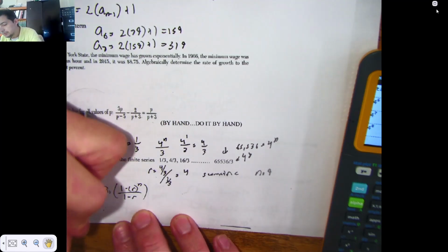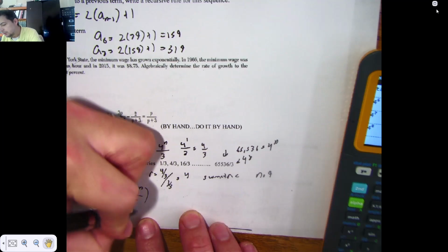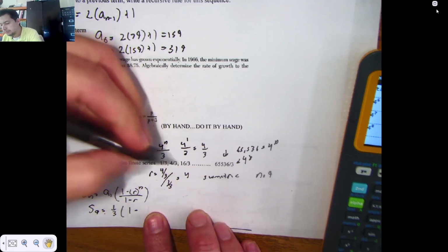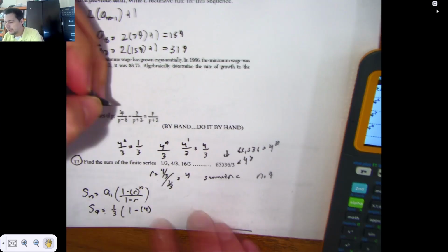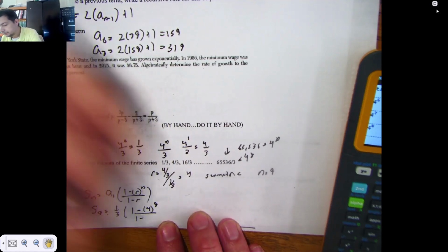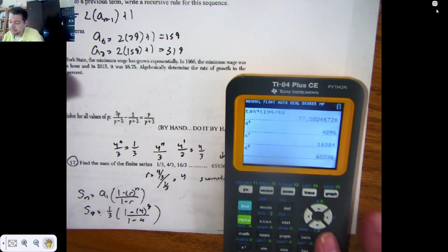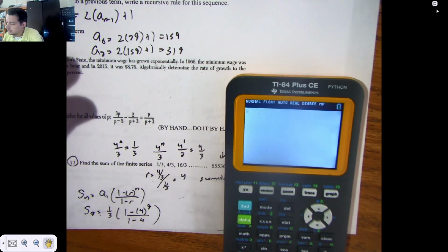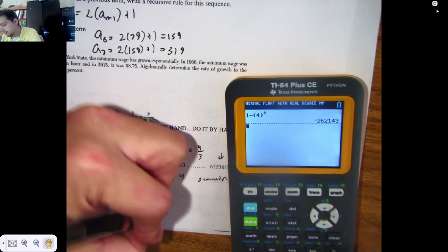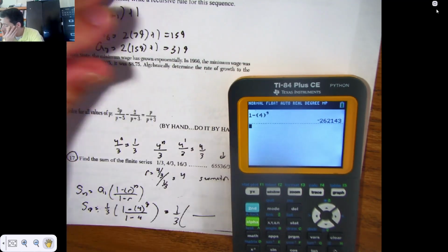So the sum of 9 things is the first thing, which is a third, times 1 minus the ratio here being 4 raised to the 9th power over 1 minus 4. Should be a decent looking fraction. 1 minus 4 to the 9th is that number. I could just push a whole bunch of buttons in a calculator, but I want to make sure I get the fraction.